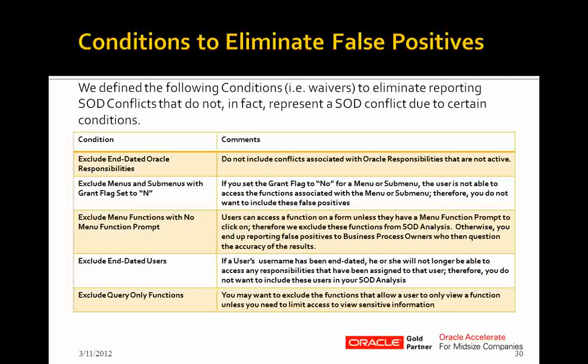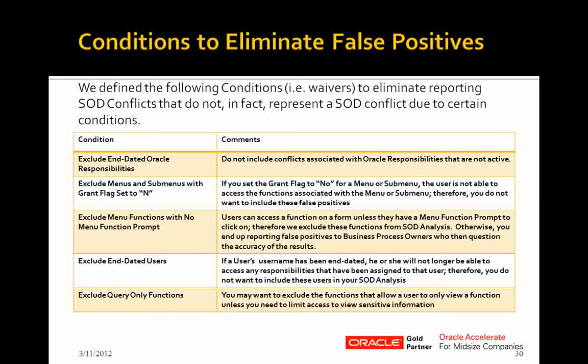And then here are some of the conditions we talked about to eliminate the false positives. We want to exclude all Oracle responsibilities that are end-dated. If they're end-dated, they're no longer in effect. Similarly, we want to exclude the menus and submenus where the grant flag is set to no. It means they can't access that function.